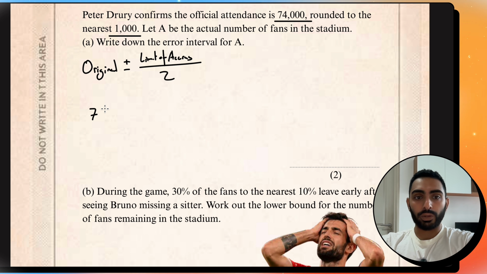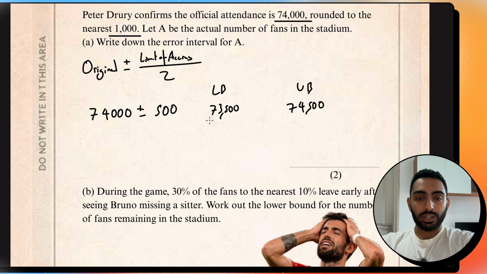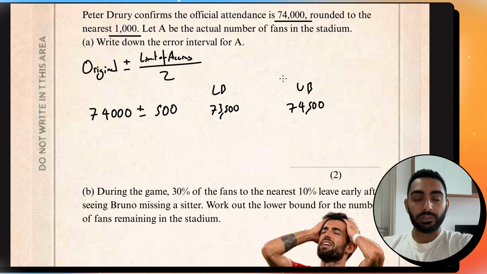We're starting off with 74,000 plus and minus 1,000 divided by 2, and 1,000 divided by 2 is the same as 500. Just rewrite that as 500. My lower bound is going to be 73,500, and my upper bound would be 74,500. And the way that you know it's correct, if I round anything below this, 73,500, it would go to 73,000, not 74,000, so that's correct. And anything above it would round up to 75,000.